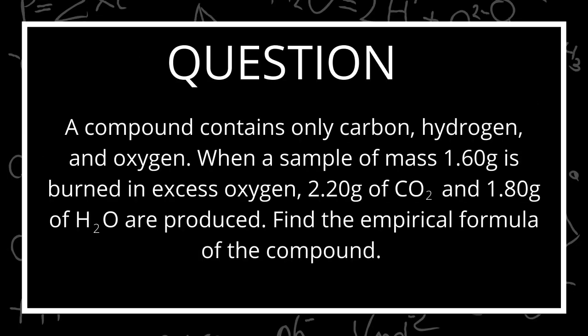The question says, a compound contains only carbon, hydrogen, and oxygen. When a sample of mass 1.60 grams is burned in excess oxygen, 2.20 grams of CO2 and 1.80 grams of H2O are produced. Find the empirical formula of the compound.